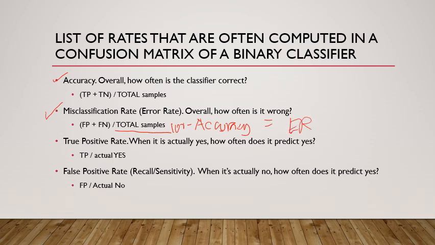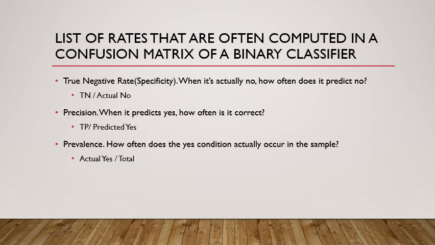The true positive rate: when it is actually yes, how often does it predict yes? And the false positive rate: when it is actually no, how often does the model predict yes? Recall or sensitivity. And then we have our true negative rate or the specificity or precision. We also have the prevalence.